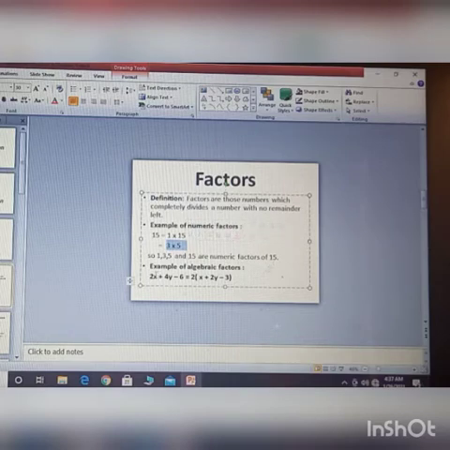Then there is another example, of algebraic factors. The first example was for numeric factors. Now we will see an example of algebraic factors, where algebraic terms or any algebraic expression is being used. Now if you see this highlighted expression, this is the expression 2x plus 4y minus 6. And what tells us that this is an algebraic expression?